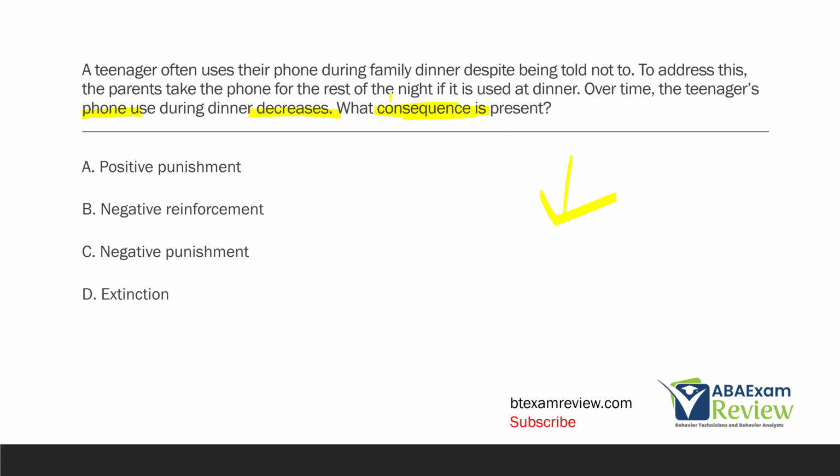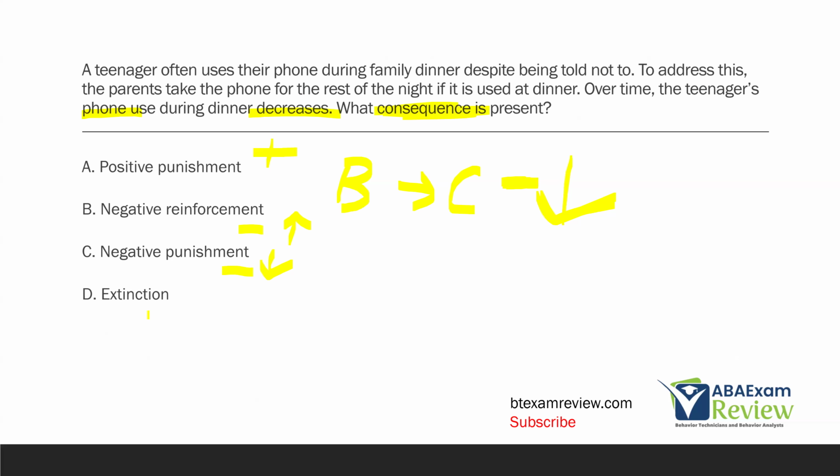Now, what is the consequence? Well, if the phone is used at dinner, the consequence is the removal of that phone. So we have a consequence where something is being removed, leading to a decrease. Is that A, positive punishment? Well, positive punishment, we would be adding something. Is it B, negative reinforcement? With negative reinforcement, that behavior is increasing. Is it C, negative punishment? It is. Negative punishment, we're taking something away that is decreasing behavior.